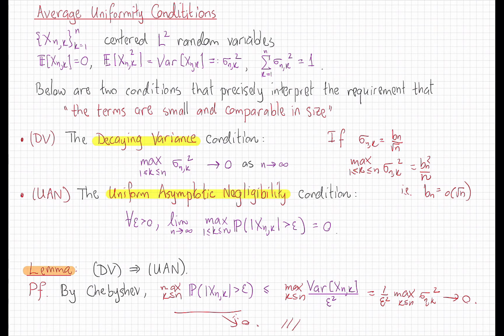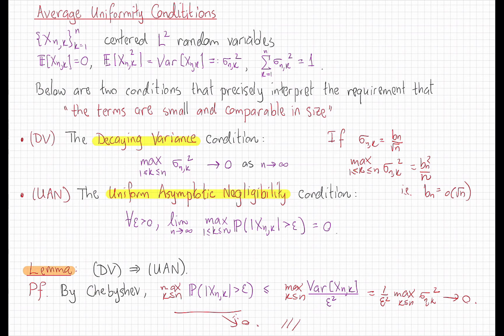It's pretty clear that UAN is strictly weaker than DV, however. Indeed, this condition here doesn't actually require second moments to be finite at all, and so this must be stronger, even in the case where second moments are finite.